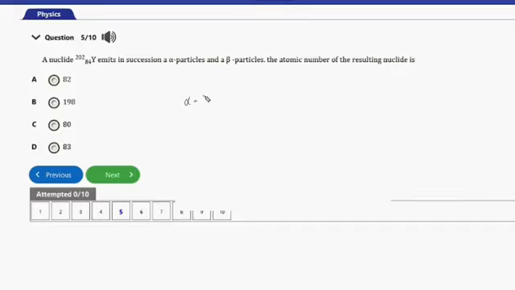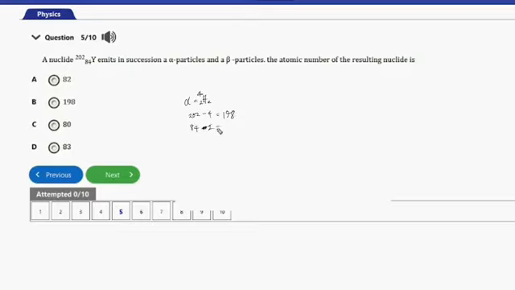So in that case, that will be 4 here and 2. So in that case, the mass here will reduce by 4. So that's 202 minus 4, and that will be 198 here. And then 84 minus 2 will be 82.